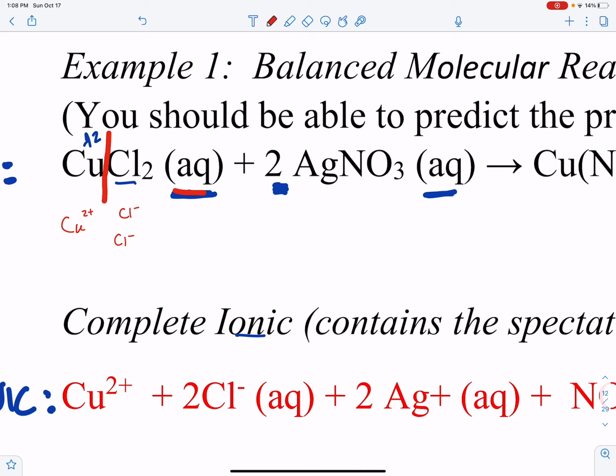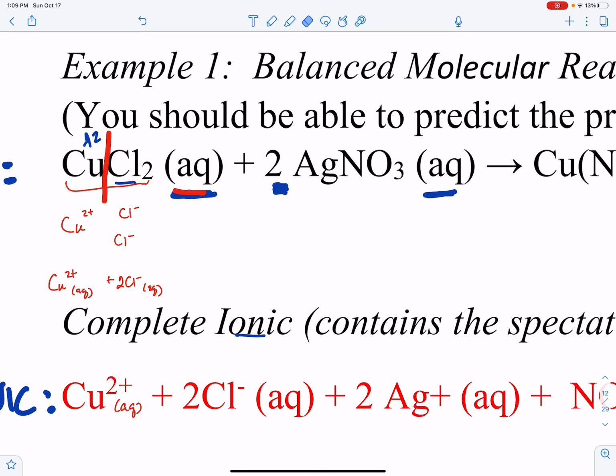So when we write it as an equation, we'll write Cu2 plus, and then we'll say, okay, there's 2 total Cl minus ions. And then we'll also include the phase right there. And that's how we'll break this into its 2 parts. And you can see I already have this written here, but I forgot to put the AQ, so add the AQ right there.